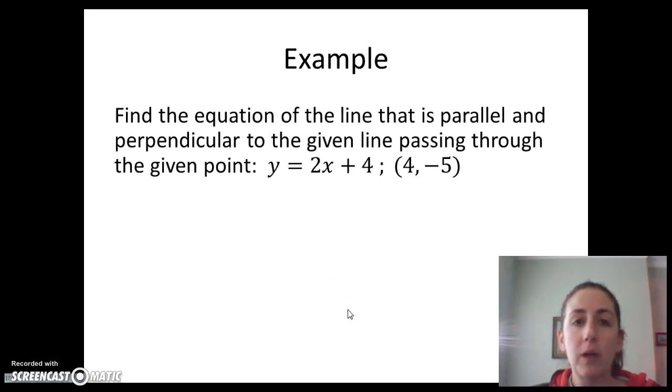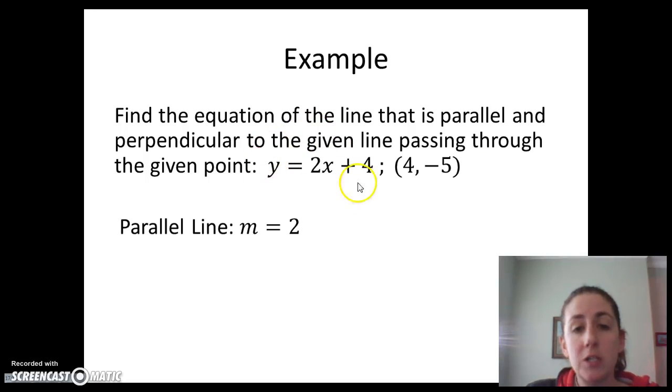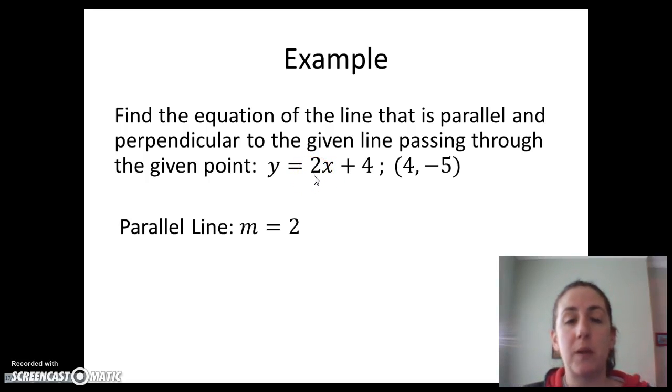So now, if we were given the equation y equals 2x plus 4, let's find the equation that's parallel and the one that's perpendicular that goes through the ordered pair (4, -5). So we'll do the parallel line first. This equation's already in y equals mx plus b form, so we can figure out that the slope is 2. If it wasn't in y equals mx plus b form, we would have to put it in that form like we did in an earlier example. Since the line's parallel, we know that the slope is going to be the same.